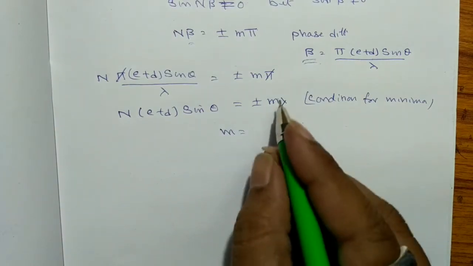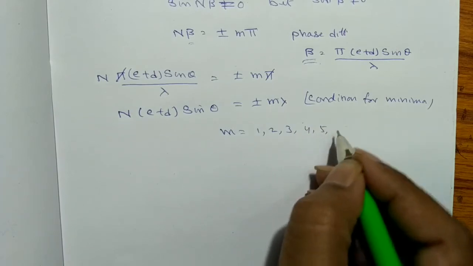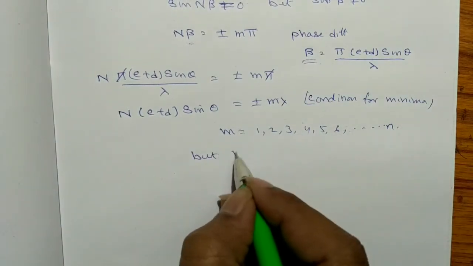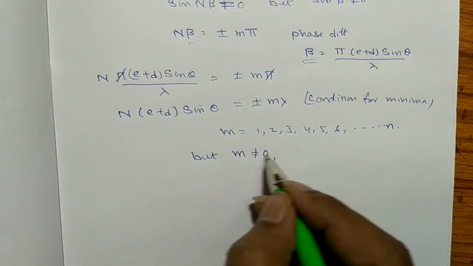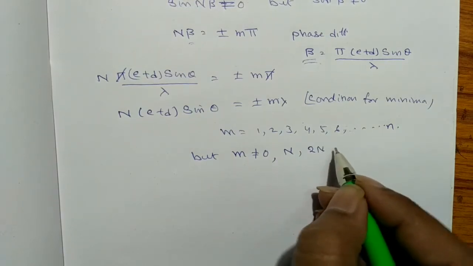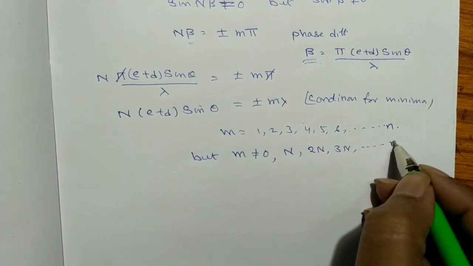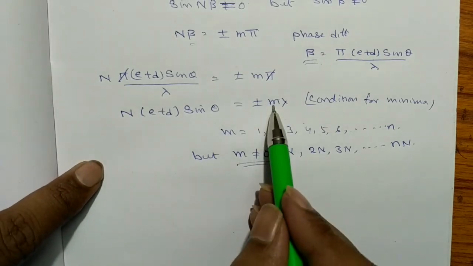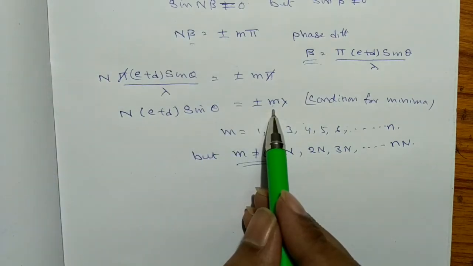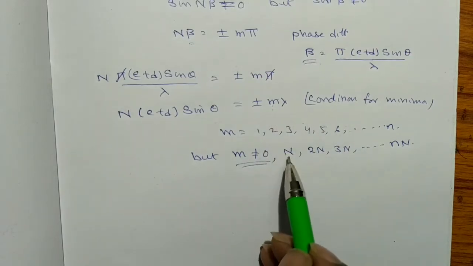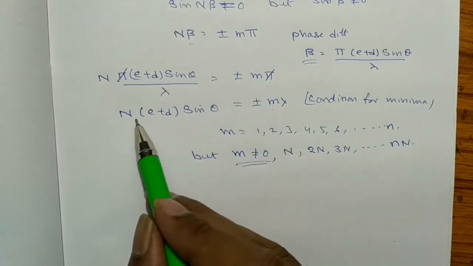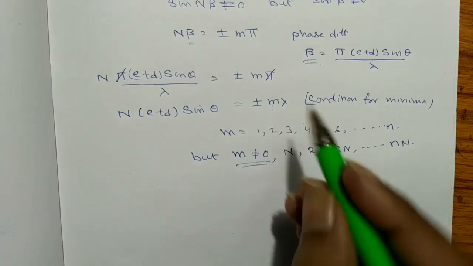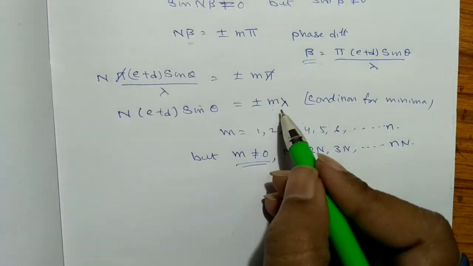Here m is equal to 1, 2, 3, 4, 5, 6 up to n. But another condition is m not equal to 0, m not equal to n, that is 2n, 3n up to nn. This is the second condition, which is very important. If m is equal to 0, then (e plus d) sin theta is equal to 0, which goes to principal maxima. If m is equal to n, this n and this n get cancelled, then (e plus d) sin theta is equal to 1 lambda, which matches with the first principal maxima.